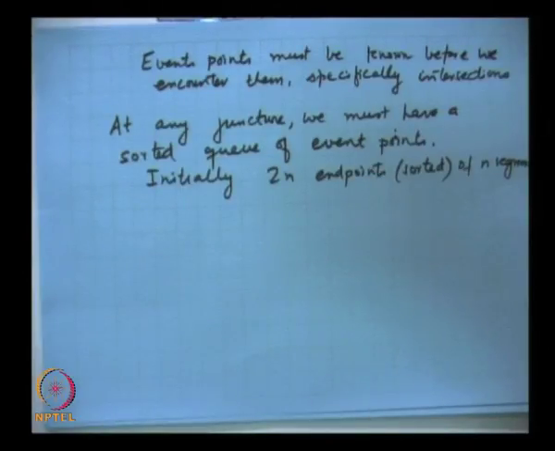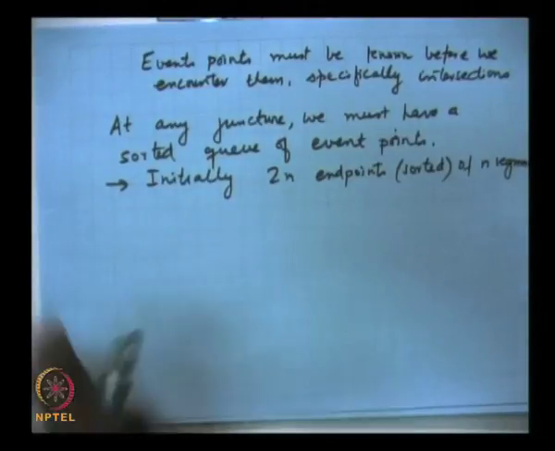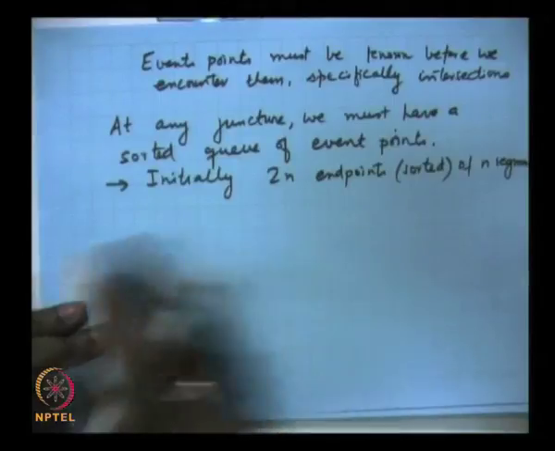And then, as we sweep, we should be able to insert the intersection points. Otherwise, if we miss the intersection points, then of course our algorithm does not work. You have to precisely discover all the event points. So how do we discover all the event points is what this entire algorithm is about. This is our initial event queue.